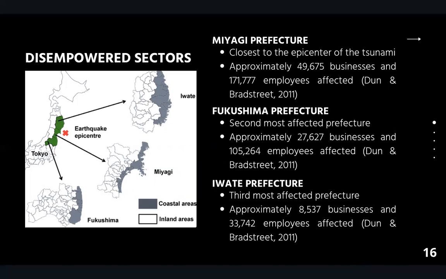For the Fukushima prefecture, it's the second most affected prefecture, where approximately 27,627 businesses and 105,264 employees were affected by the calamity. And lastly is the Iwate prefecture, the third most affected prefecture, where approximately 8,537 businesses and 33,742 employees were affected.